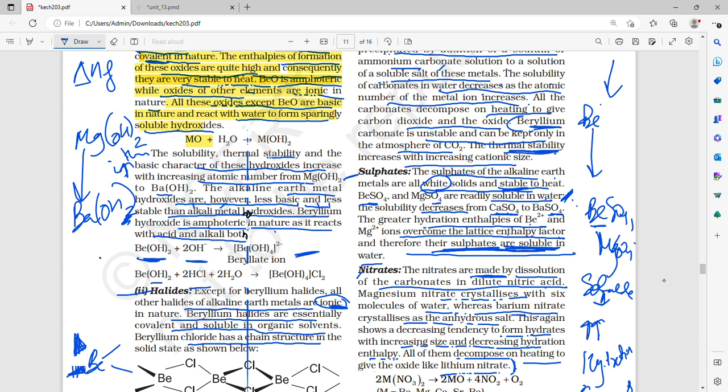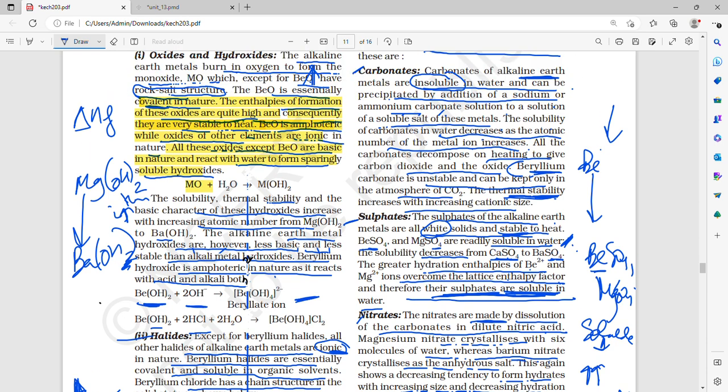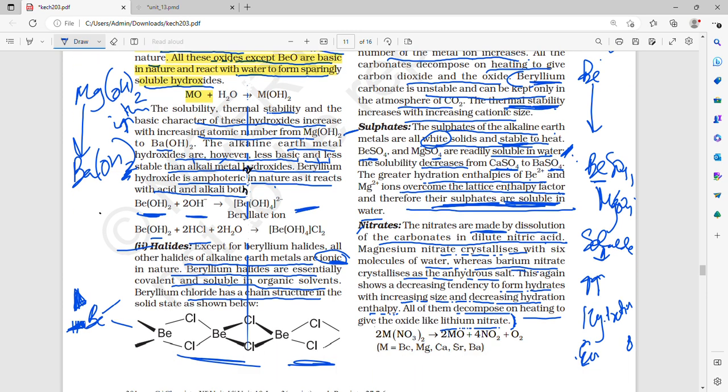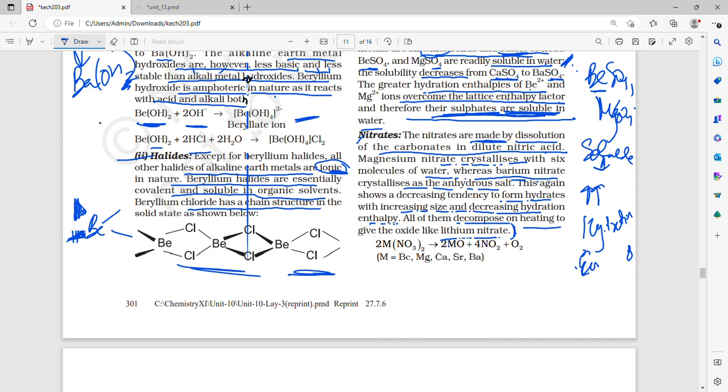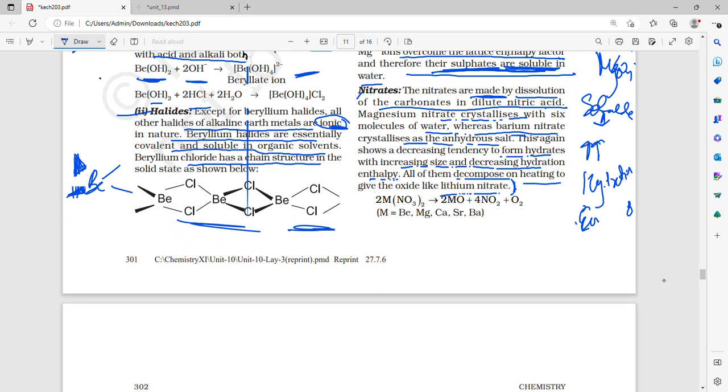Why? Because of its covalent nature, small size, and it does not form rock salt structure. And beryllium hydroxide is amphoteric in nature. It reacts with acid and alkali both. That's why you call that amphoteric. Beryllium hydroxide plus 2 OH minus gives beryllate ion.